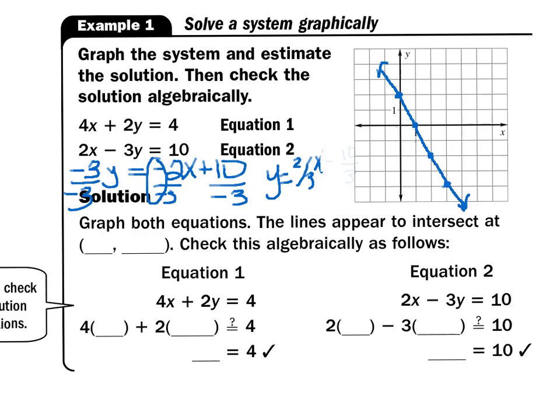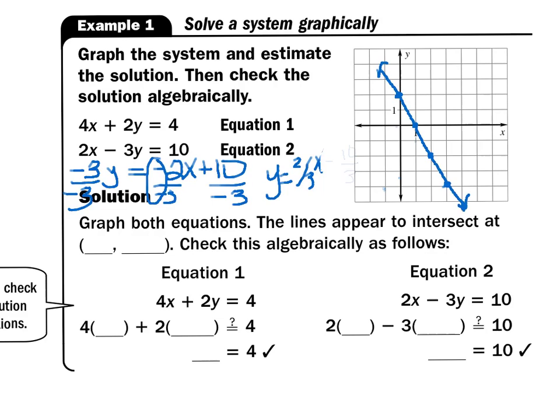Not a very good thing to graph. Let's just go ahead and do an xy box. So if I put in a 0 for x, what am I going to get out for y? Negative 10/3, and that's negative 3 1/3. So that would be about right here. Now if I put in a negative 1 for x, that would be negative 2/3 minus 10/3. So that'd be negative 12 thirds, which would be negative 4. So negative 1 is 1, 2, 3, 4.